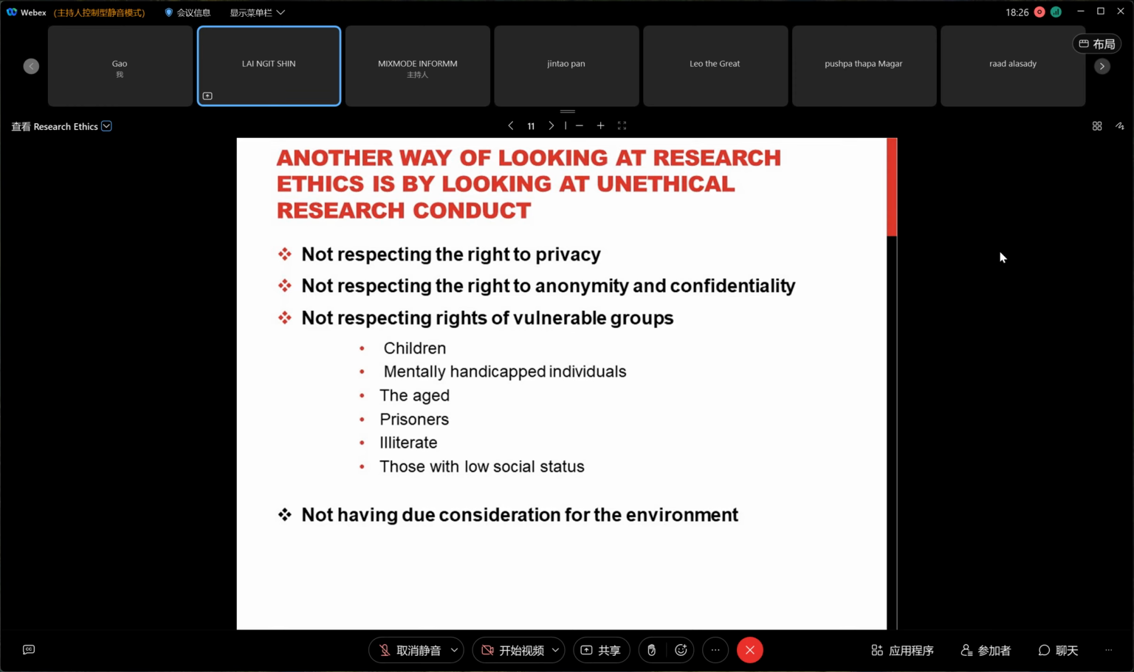You have to brief them in their language or at their level of knowledge, so they will sign the consent. Sometimes you just ignore it. You just withdraw the blood, and after that you just give them money, with no information collected and no consent of this kind. So this is wrong. Not having due consideration of the environment and this kind of thing is also quite common.